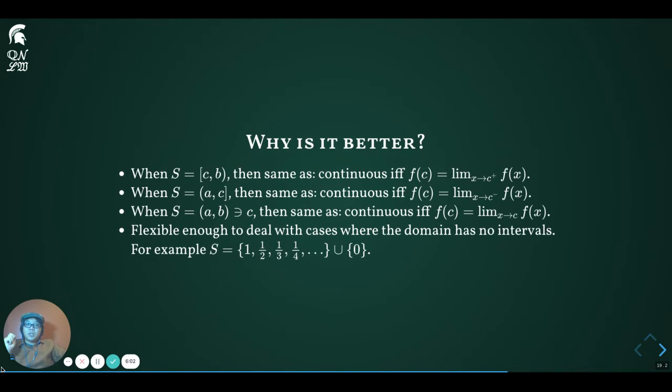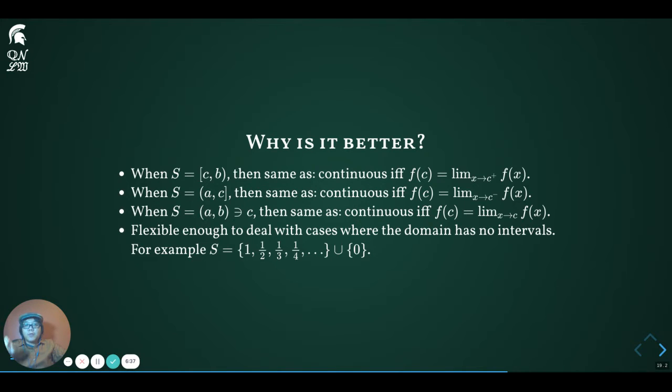One additional advantage of this definition is that it is much more flexible when it comes to the domains. The limit definition we gave before requires the domain to be an open interval containing C. Here, we have different choices. If the set S has C as an endpoint, say S looking like a half-open interval with the endpoint C closed, then our definition of continuity in terms of epsilons and deltas reduces to the appropriate limit definitions.